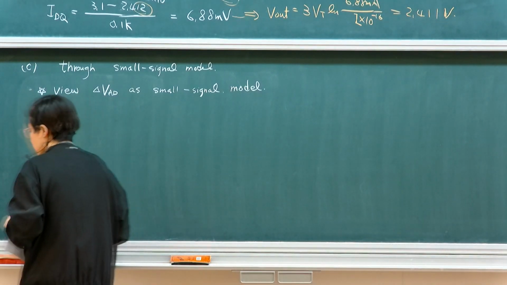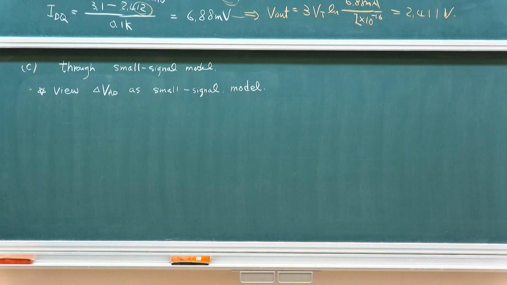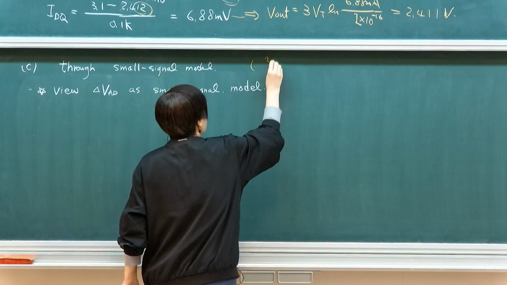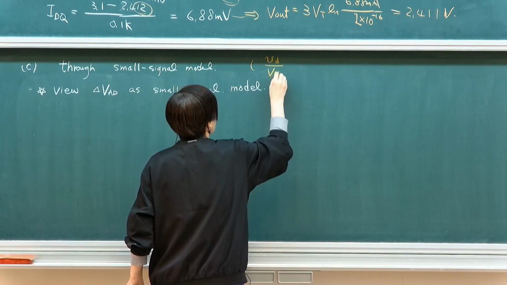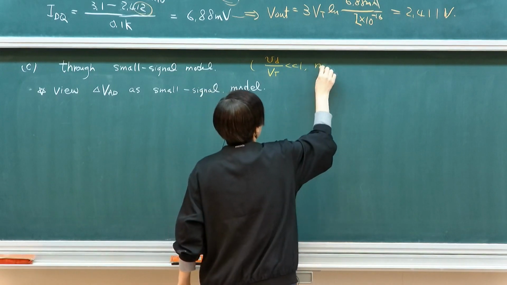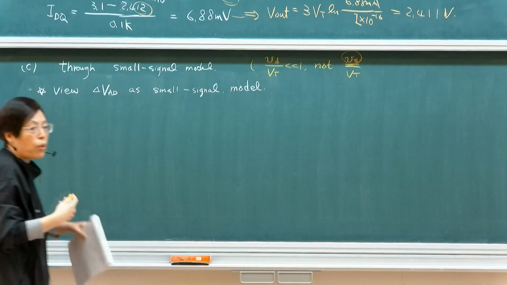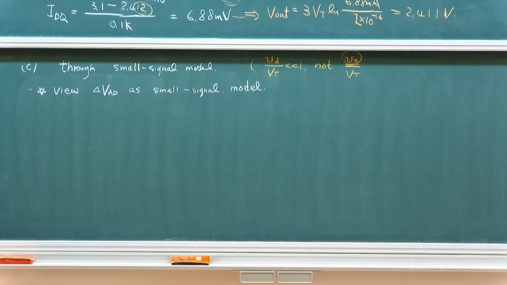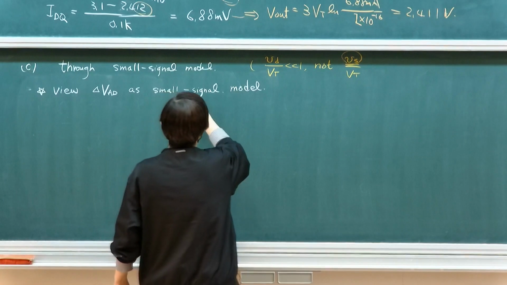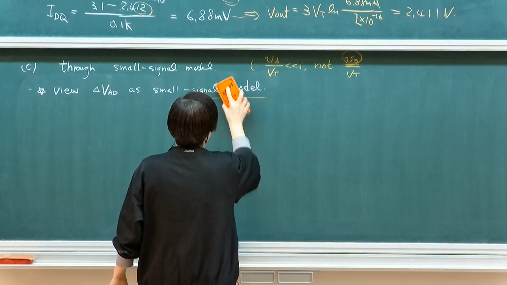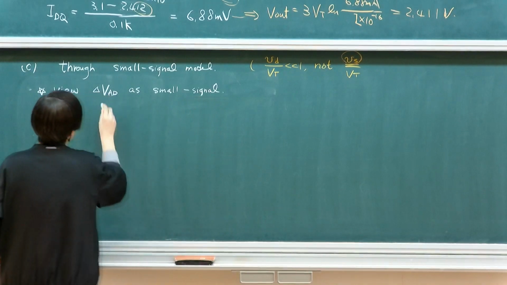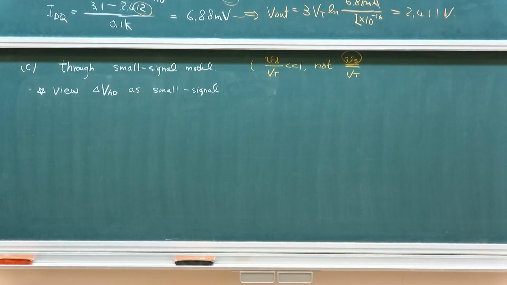A lot of you look confused. The small signal model says that VD over VT should be small, not VS. Not the source voltage, it's the voltage across the diode. So there might be a discrepancy between the two. If you're not sure whether you can use that, simply assume it works, and if there's a problem, go back and fix it. So we'll assume that we can use small signal. Let me rephrase that: we view delta VAD as a small signal.